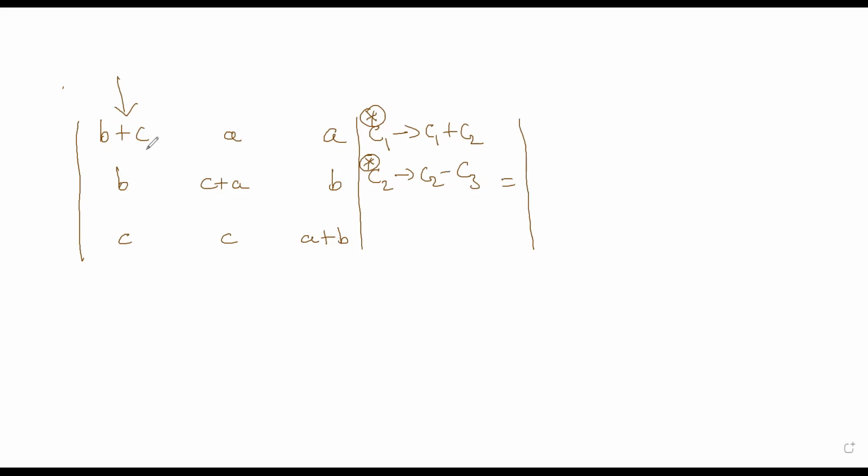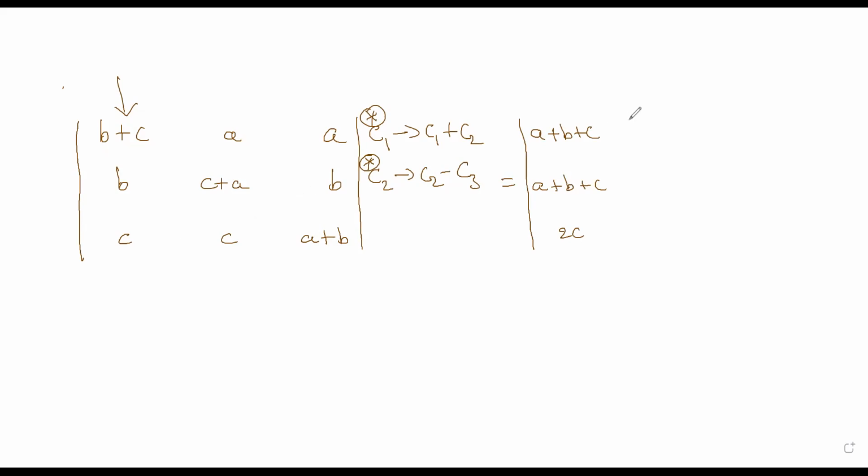We can also do it with rows, no problem. But for column, I will tell you why I am doing this. When column 1 plus column 2, you get A plus B plus C, and here also you will get A plus B plus C. And then C plus C is 2C.